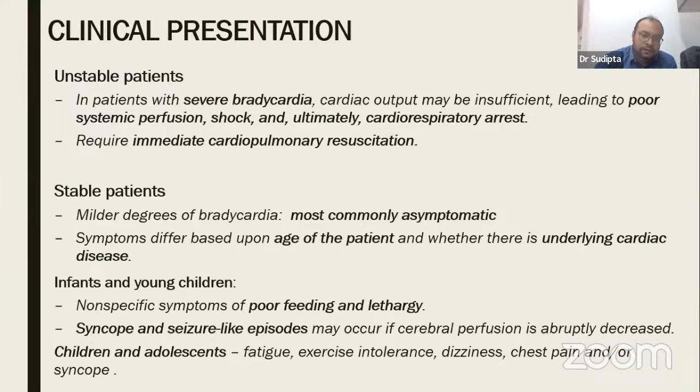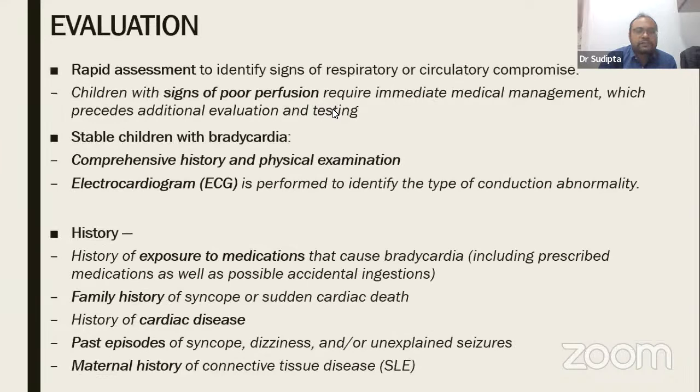So, evaluation. In case of an unstable child with signs of poor perfusion, immediate medical management should be sought, and additional evaluation and testing should be left for a later time. Whereas in stable children with bradycardia, a comprehensive history and physical examination as well as ECG should be done to identify the type of conduction abnormality. History includes history of exposure to medications, family history of syncope, history of cardiac disease, as well as the maternal history of connective tissue disorders, etc.